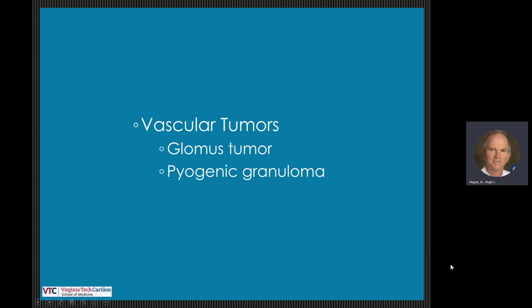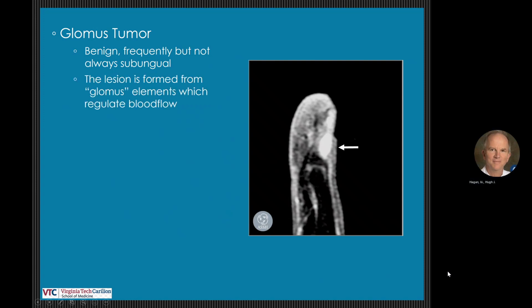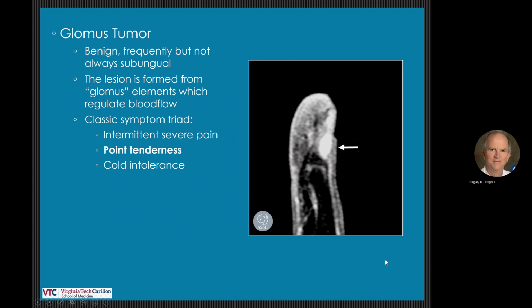Vascular tumors in the upper extremity, benign vascular tumors, mainly two. Glomus tumor. Glomus tumor is benign, and it is frequently subungual, but not always. I've seen them in many locations, in the hand and in the arm. The lesion is formed from a glomus body, which is a neurovascular microorgan which exists in the pulp of the finger, which regulates blood flow. It's located with less frequency proximally.